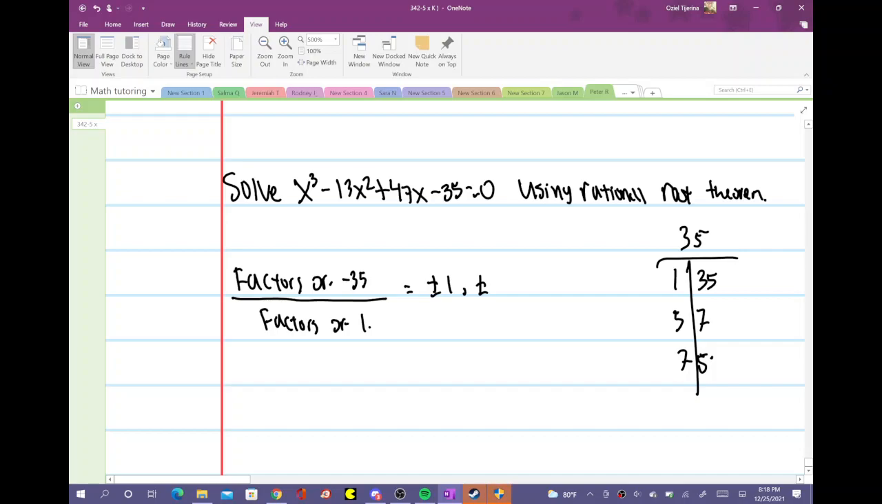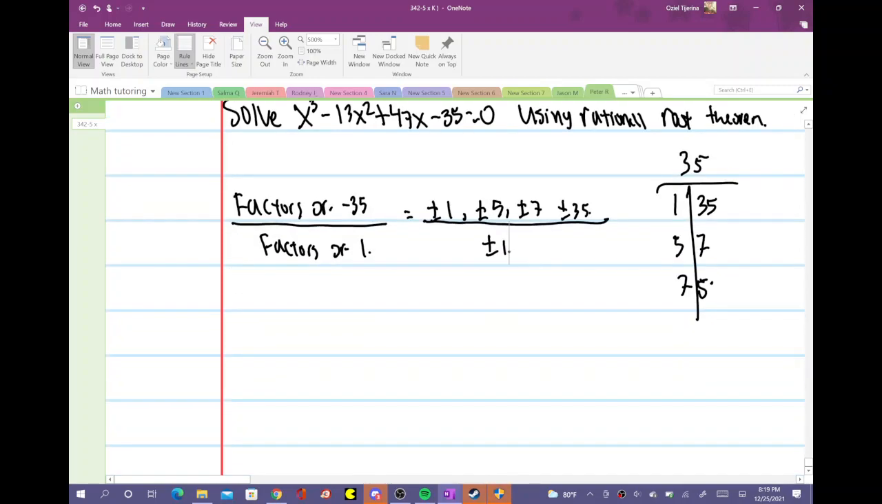So basically, it's plus or minus 1, plus or minus 5, plus or minus 7, and plus or minus 35. And then we're going to do it over plus or minus 1. Now, the goal is we can plug in using either synthetic division or by literally plugging it in the calculator to see if any of the following numbers satisfies this equation.